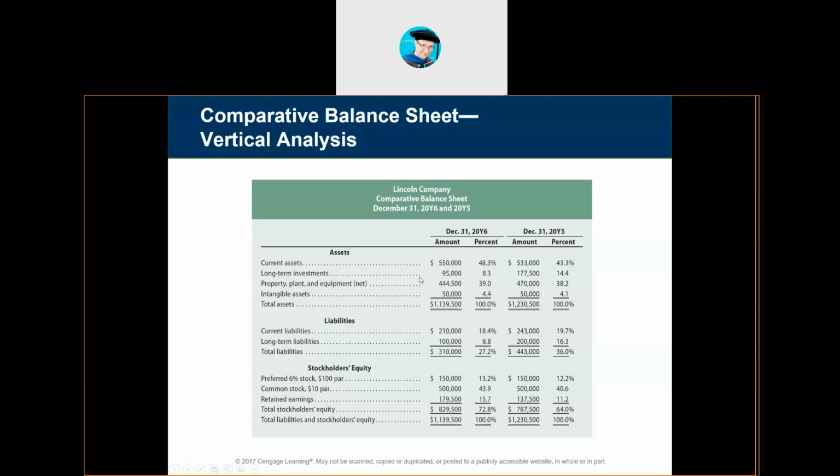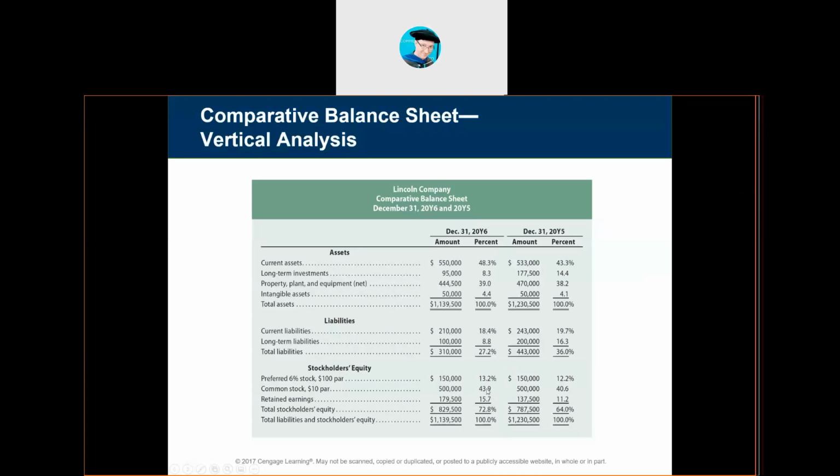Long-term investments divided by total assets is 8.3%. Property, plant, and equipment divided by total assets is 39%. So forth and so on. You can do that with the rest of the financial statement. Current liabilities divided by total assets is 18.4%. So forth and so on, right?